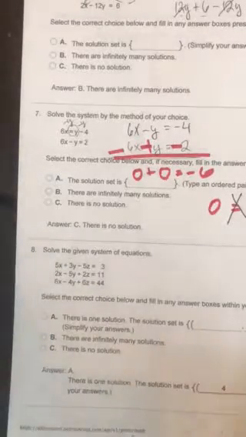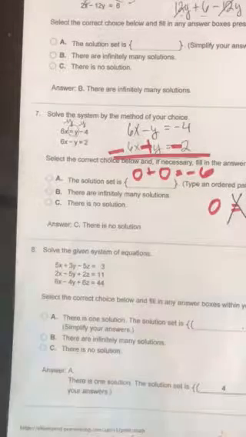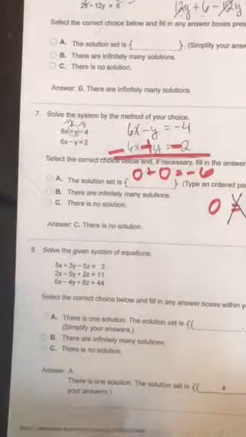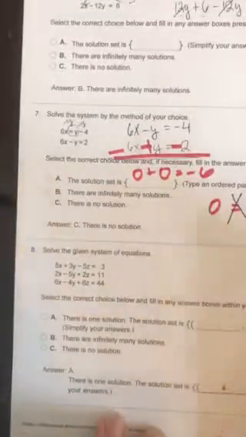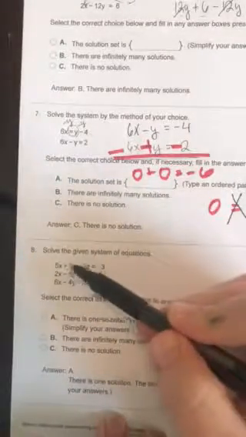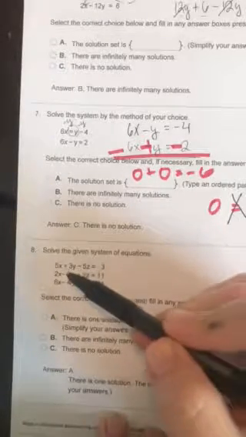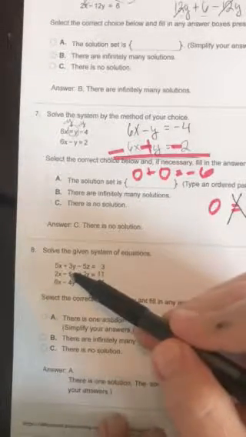Okay, so we have 3 equations here. And the best thing I'm going to do is try to whittle them down. So this is going to take a little bit of finagling. So I have 5x plus 3y minus 5z equals 3. So let's go ahead and get them down.